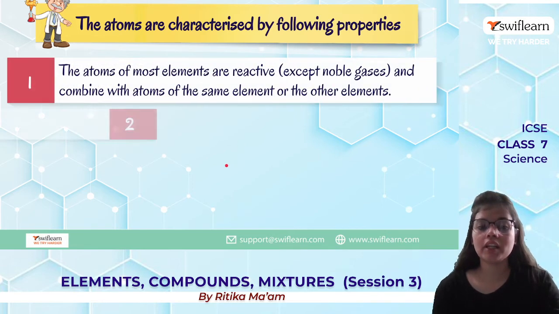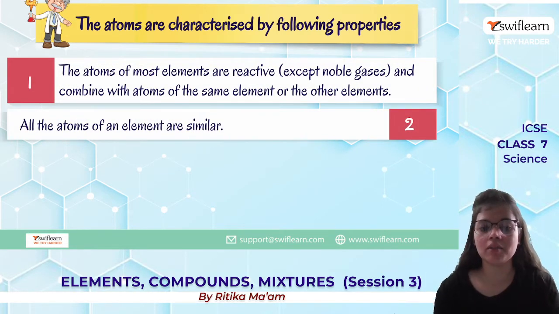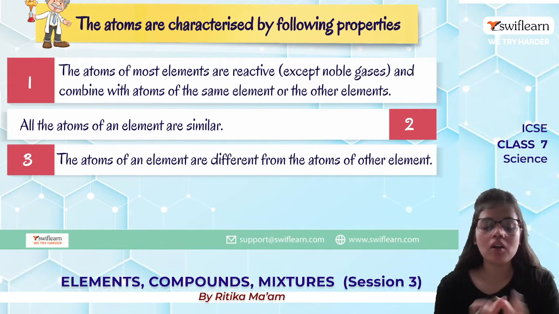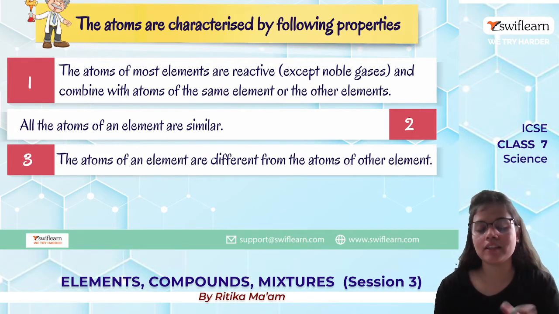Some of the characteristics of atoms are, first of all, almost all atoms are reactive, but there is an exception of noble gases, for example xenon, radon, krypton, etc. These are the gases which are noble, which means they are not reactive, and other elements combine with other elements or the same element to form molecules or compounds.